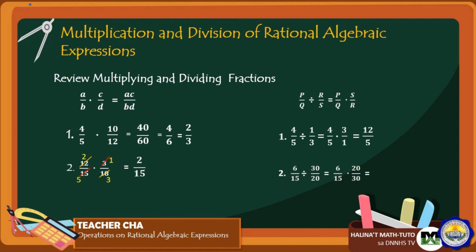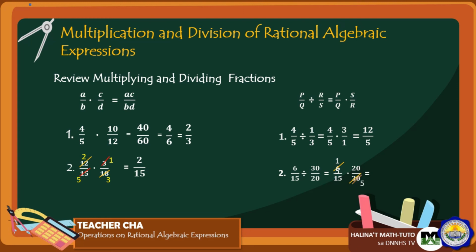Number 2. 6 over 15 divided by 30 over 20 is equal to 6 over 15. Change division into multiplication, and then get the reciprocal of 30 over 20, which is 20 over 30. Using cancellation, we have for 6 and 30, the common factor is 6. So 6 divided by 6 is 1. 30 divided by 6 is 5.